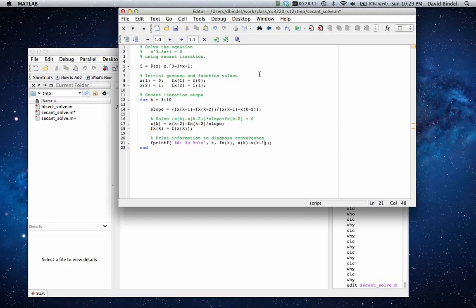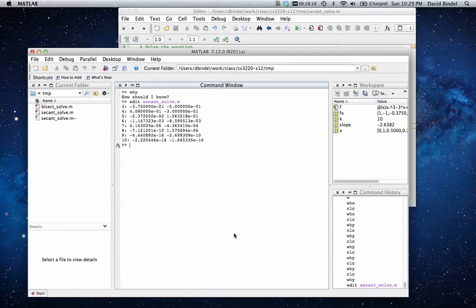Okay, so if I've done everything right, this should be a working secant iteration. Let's run it and see what we get. Okay, so we started off with a residual on the order of 10 to the negative 1, that's fine. Then 10 to the negative 1, okay. 10 to the negative 2, 3, 6, 10, 16. Okay, so this certainly looks like it's converging. Right? So now that's how you do it. We've written an iteration using the secant method to solve a particular nonlinear equation.